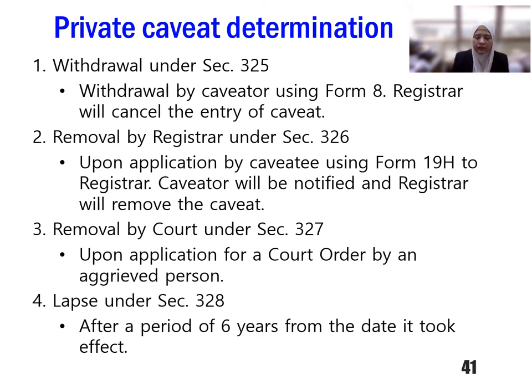Dia kena buat saja. The registrar is obligated to remove the caveat. Dia terpaksa. Then another way to end the caveat is by applying to court. Under section 327, applying for a court order by an aggrieved person, normally the caveatee lah, tak puas hati kan. Lapse under section 328, so after 6 years, naturally the private caveat will lapse.